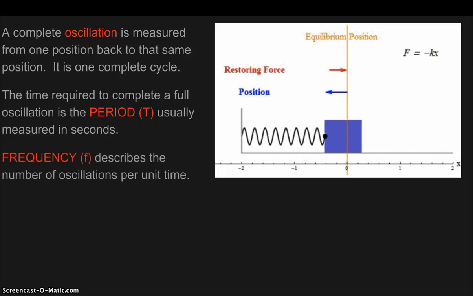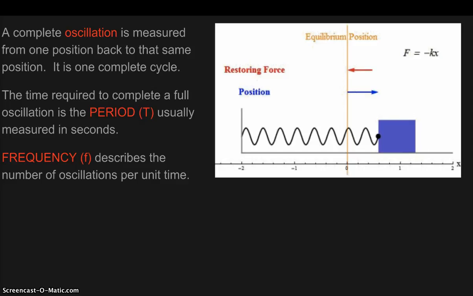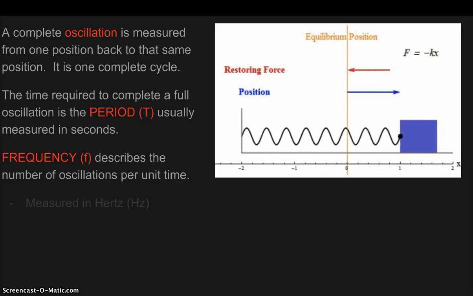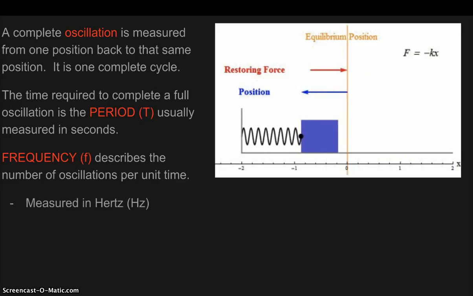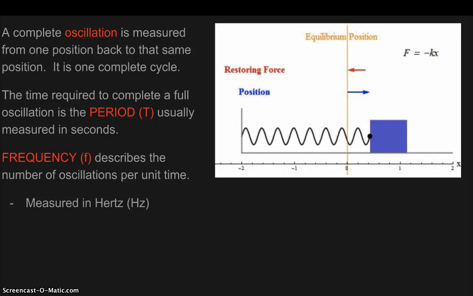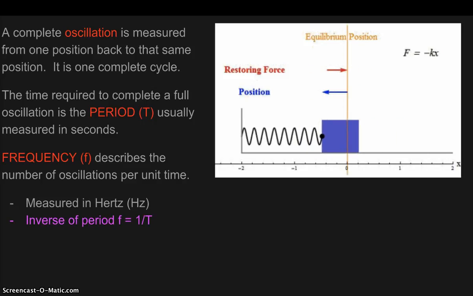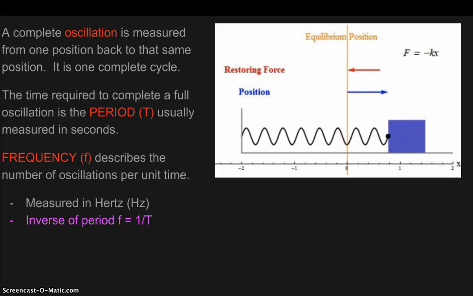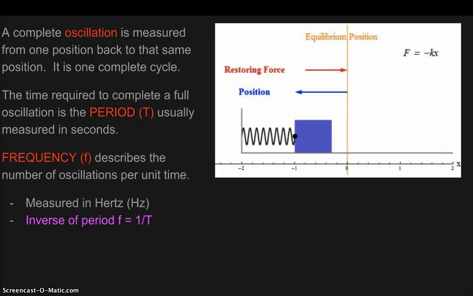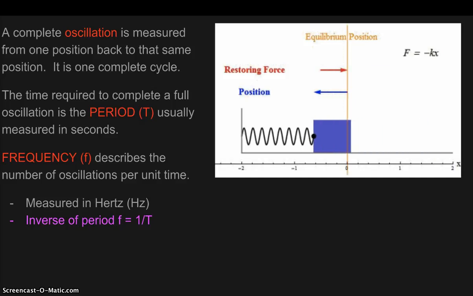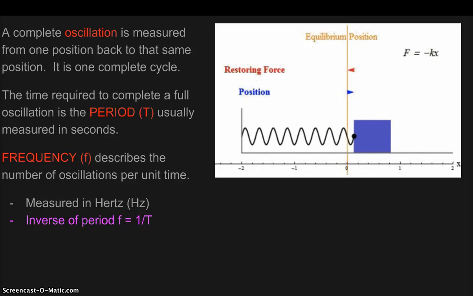Frequency is a term that you'll also hear with simple harmonic motion, and this describes the number of oscillations per time. More commonly, the unit that we use for frequency would be hertz, abbreviated Hz. These two variables are inversely related. So period and frequency have an inverse relationship. If you know one of these variables, you can easily get the other one by taking 1 divided by the variable that you have.